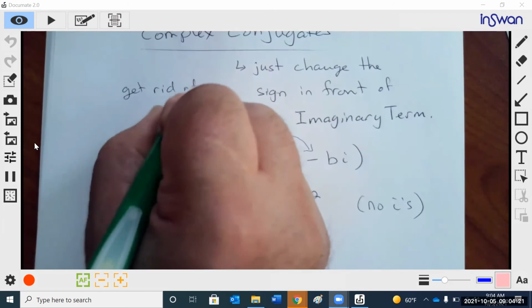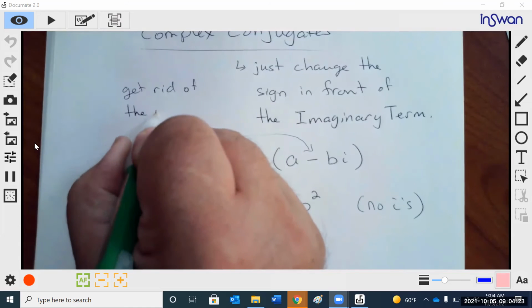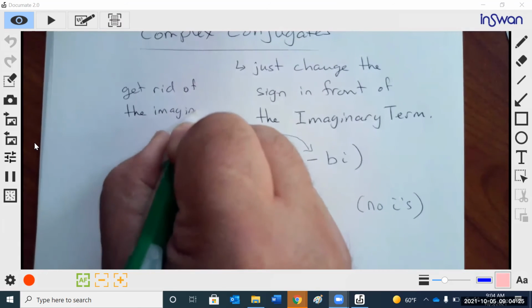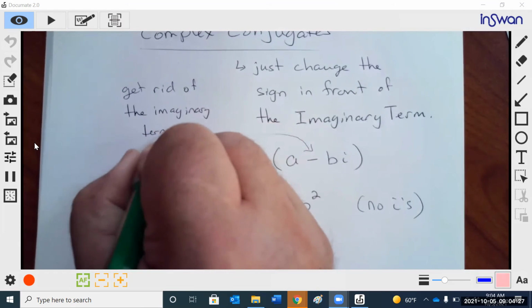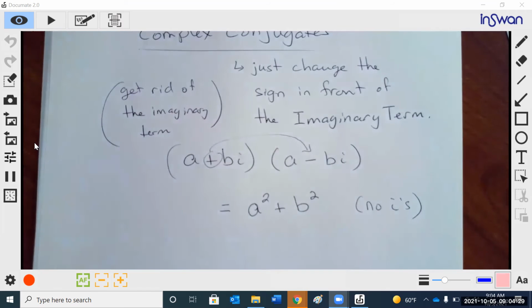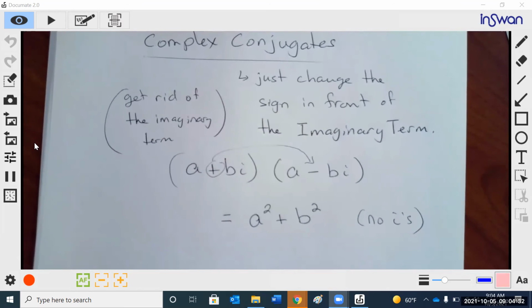Get rid of the imaginary term. That's the whole purpose we have complex conjugates for. But the question you should have is, why do we want to get rid of all the i's?